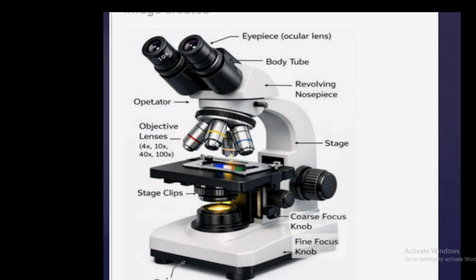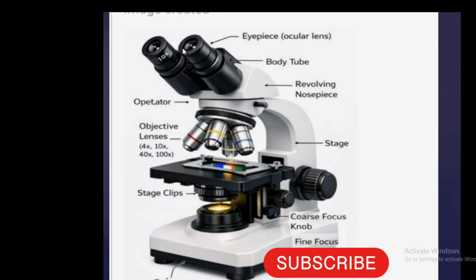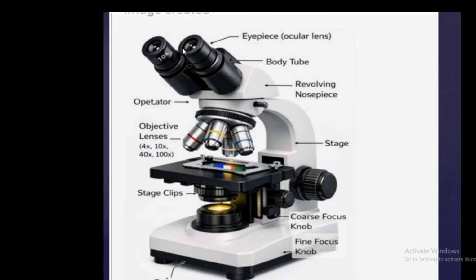Objective lenses are important for magnification of an image. Next, it also has two ocular lenses. These two ocular lenses are important for magnifying the image again, and that magnified image we can see clearly with our eyes. Because of the two eyepieces, this microscope has another name, binocular microscope.